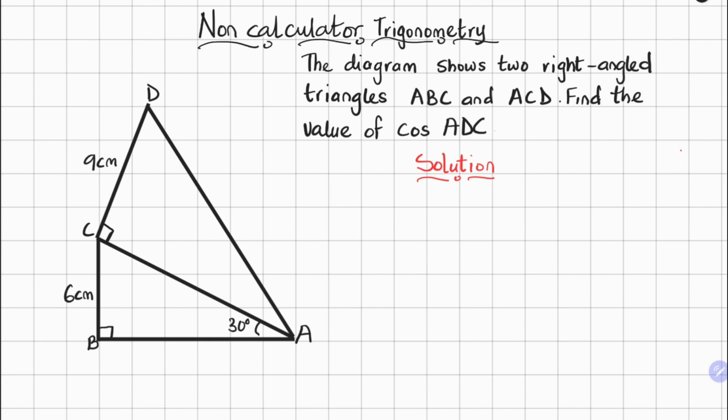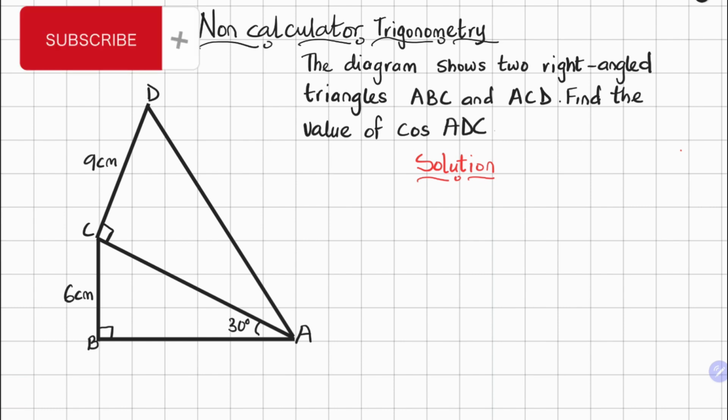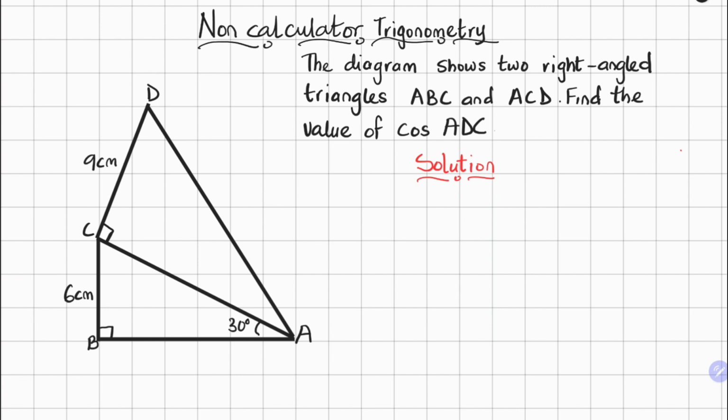Now, why did we read the question? Because we want to identify what we are given and what we are being asked to find. What have we been given here? We have two right-angled triangles, ABC and ACD. What have we been asked to find? The value of the cosine ADC.